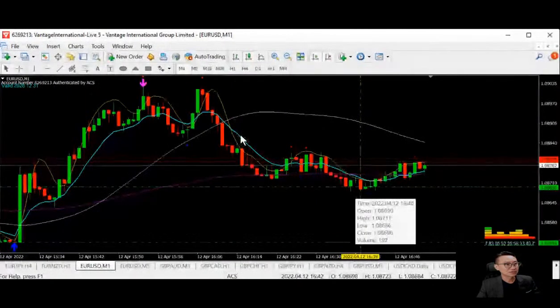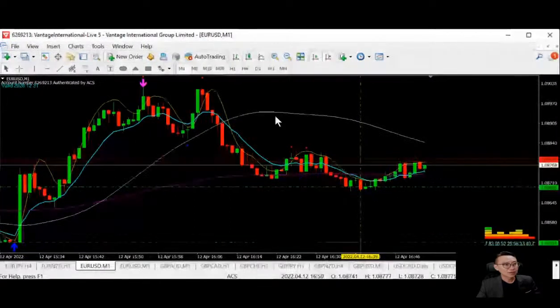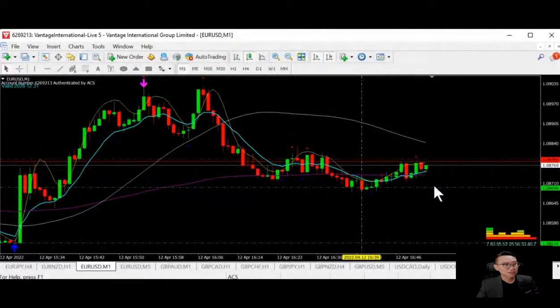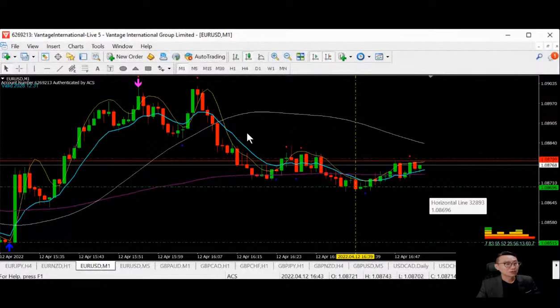If it's not breaking, that means it's coming down to test the support here, right? The support created here. So let's see, if it's not breaking, then we shall see that it should come back down here, test the support here. Once the support is tested, and if M5 can gain the strength, very likely this will break. Why do I say so?